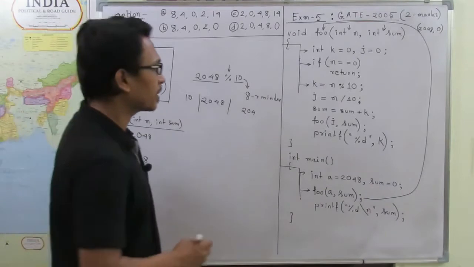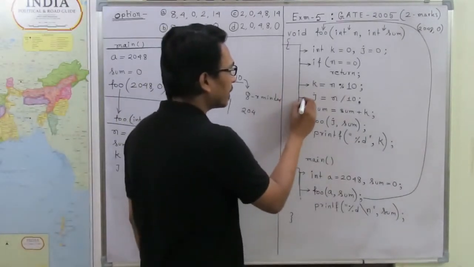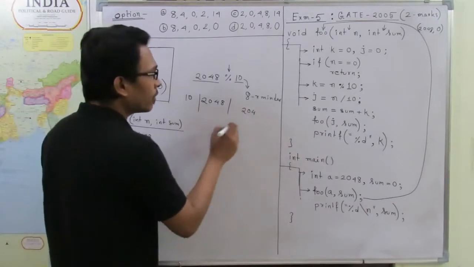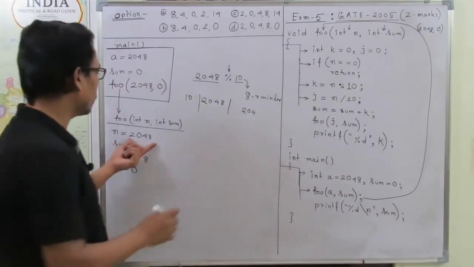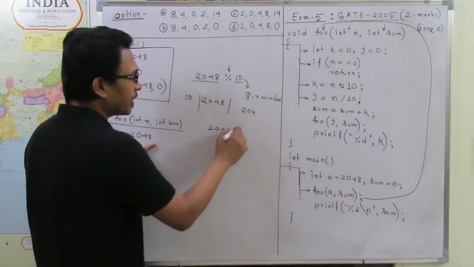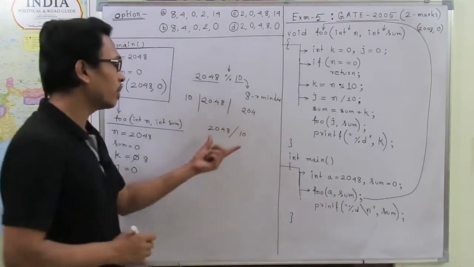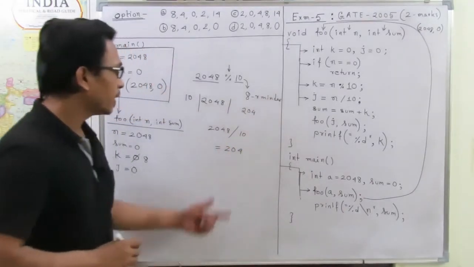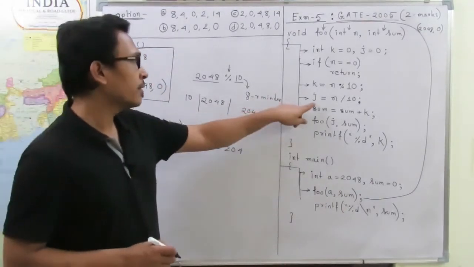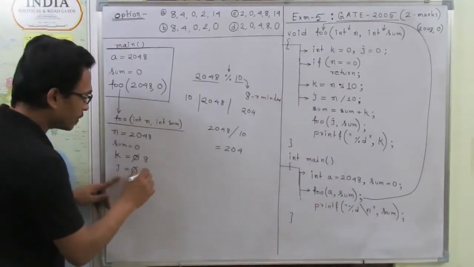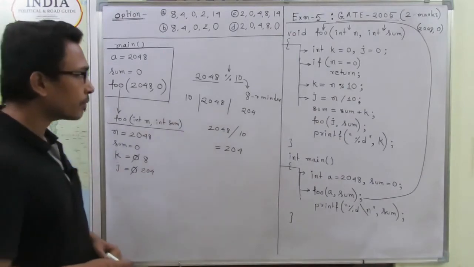Now what is the next instruction? The next instruction is j equal to n divided by 10. The value of n is 2048, and 2048 divided by 10 gives the result 204. So this 204 will be stored in variable j. That means the value of j is updated to 204. Clear?